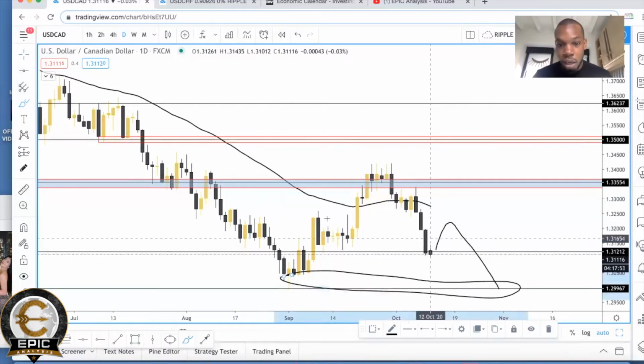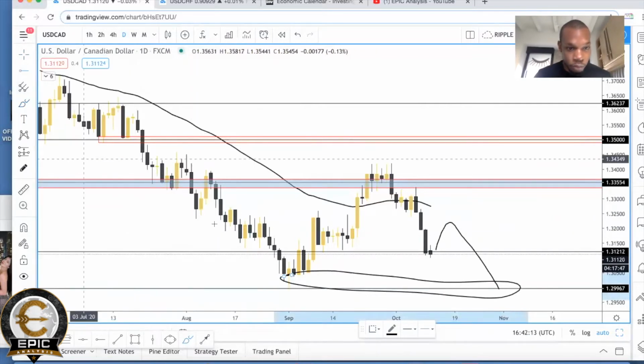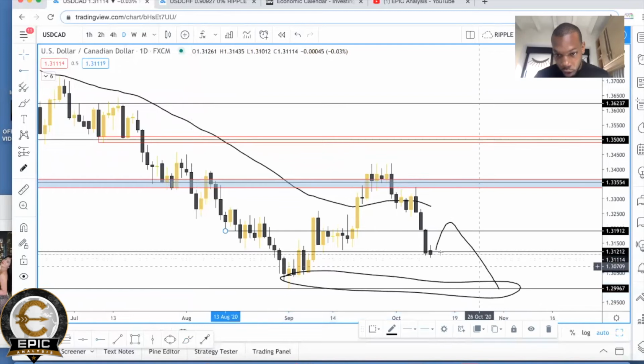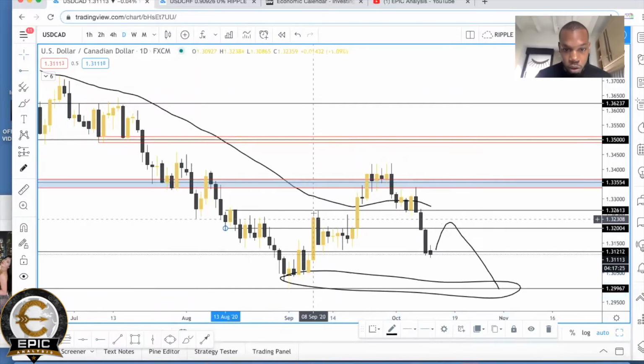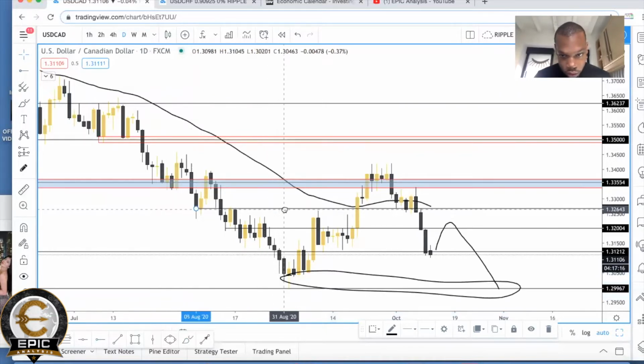And if you could get a pullback anywhere, okay, so you have this support. Let me just draw a horizontal ray. You had this support right here, and then you also had this support right here. So right here around 132 would be the first level. And then the next level above 132 would be 132.50 around the 50 EMA, and that also aligns with this previous support right here. So yeah, it's around 1.326.